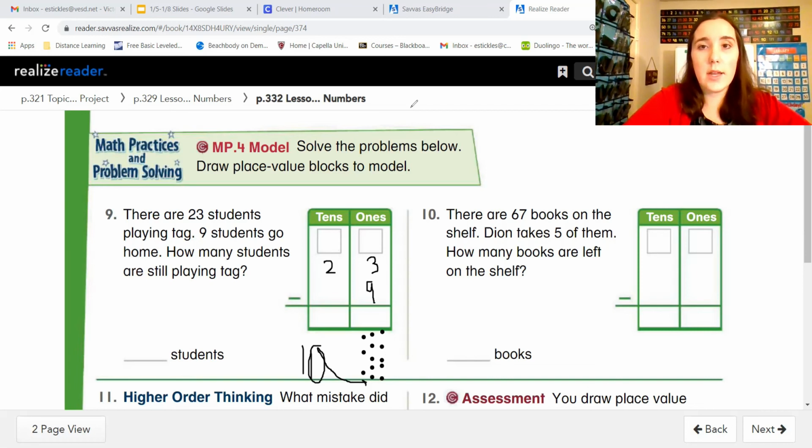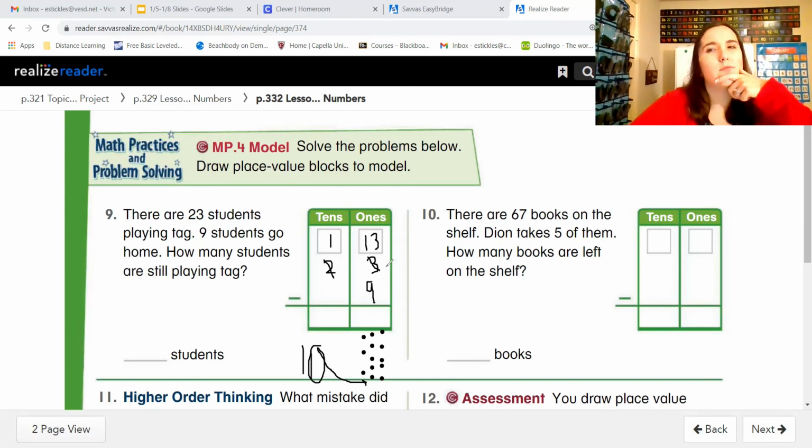And then I need to write up what I have left up here. So I don't have 2 tens anymore. I just have 1. And I don't have 3 ones. I now have the 3 ones we started with plus 10 more, which makes 13. And now in my ones column, I have 13 minus 9.